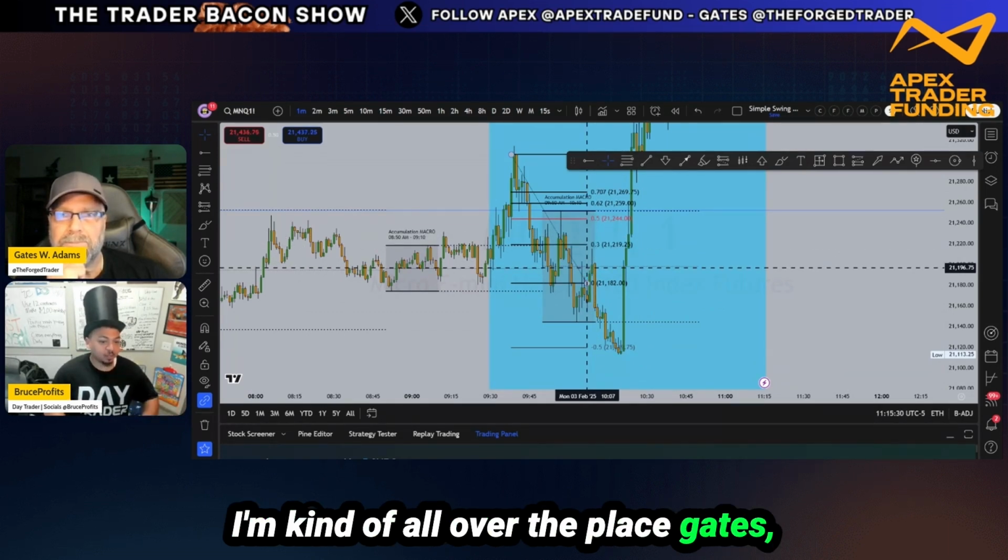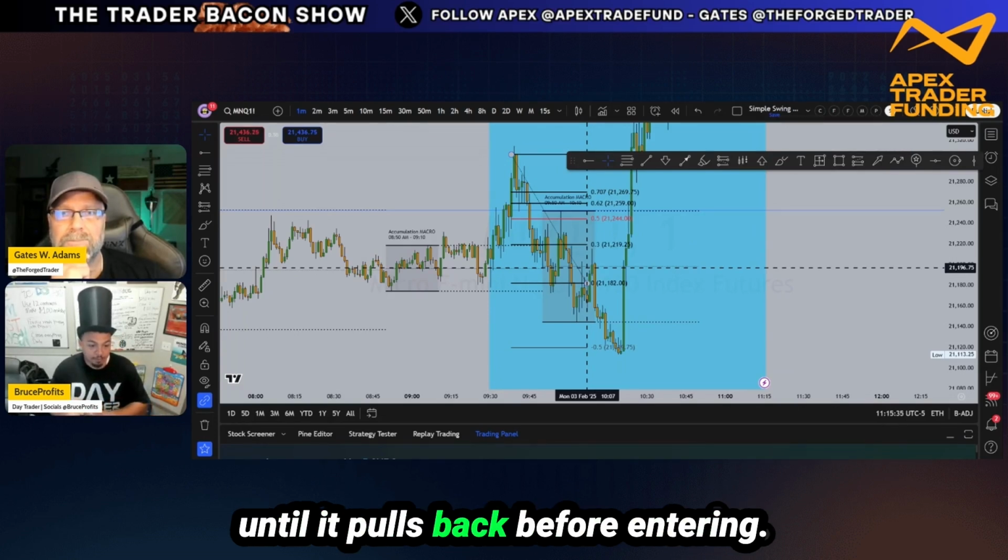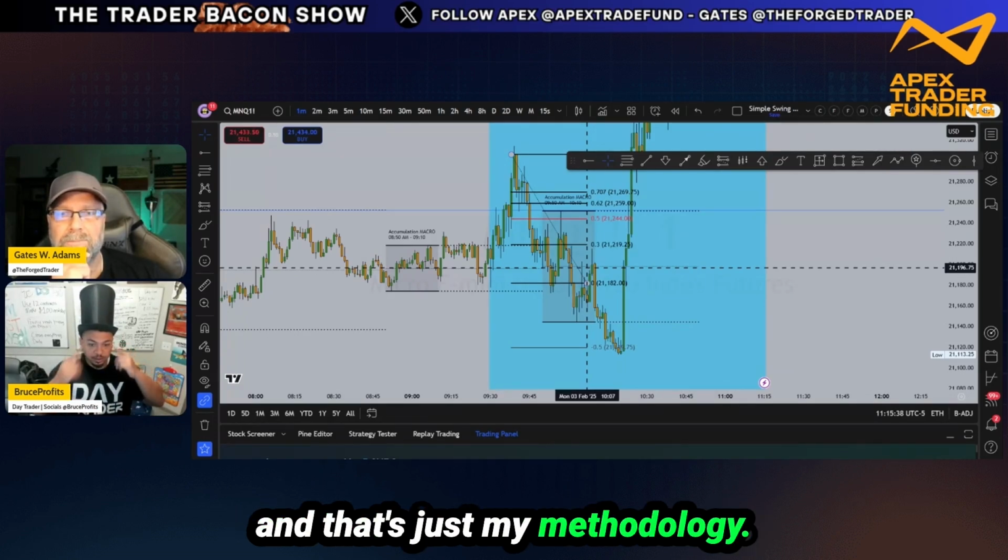I'm kind of all over the place, Gates, but essentially, if price is running in one direction, you want to wait until it pulls back before entering. And that's just my methodology.